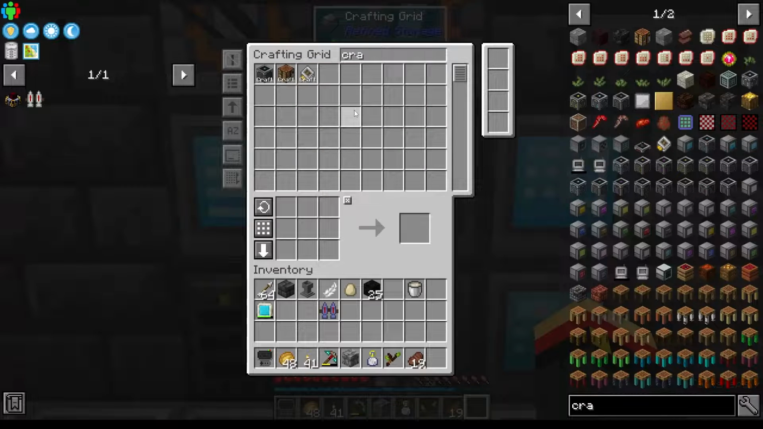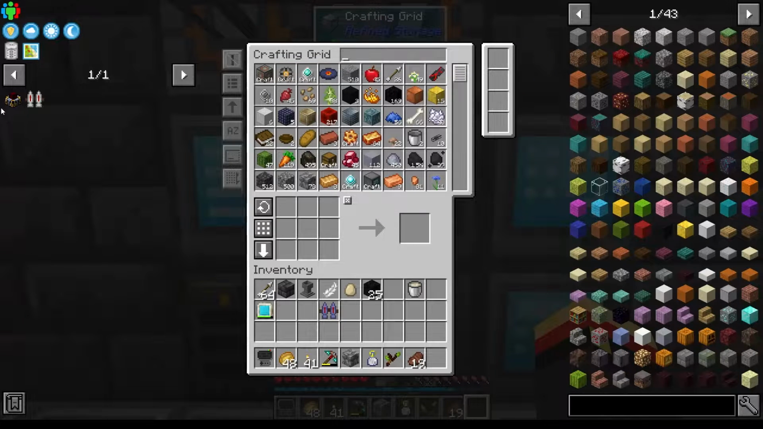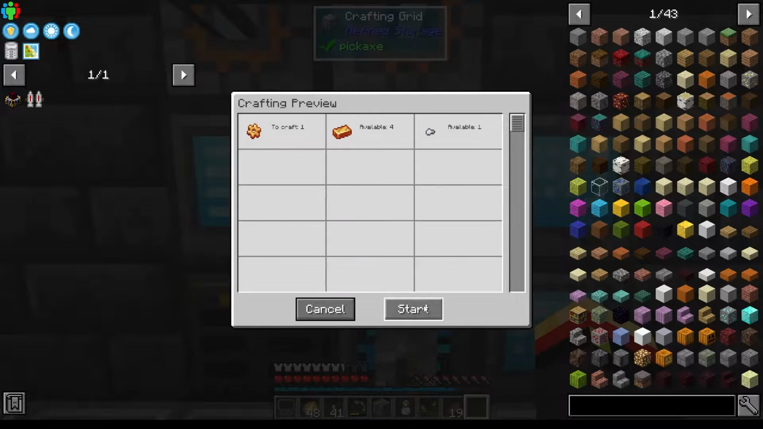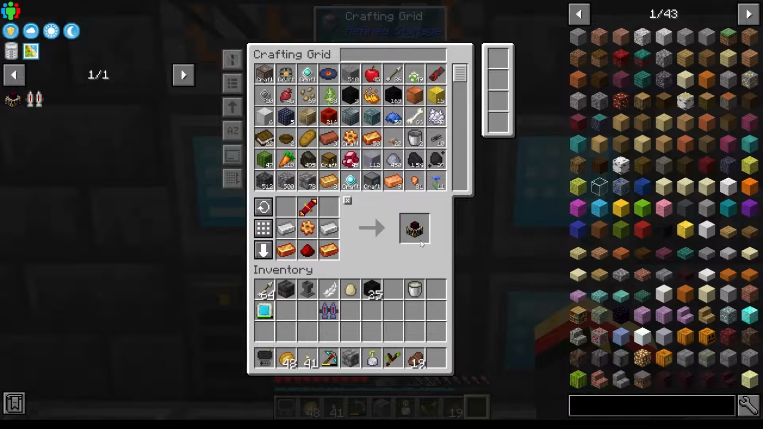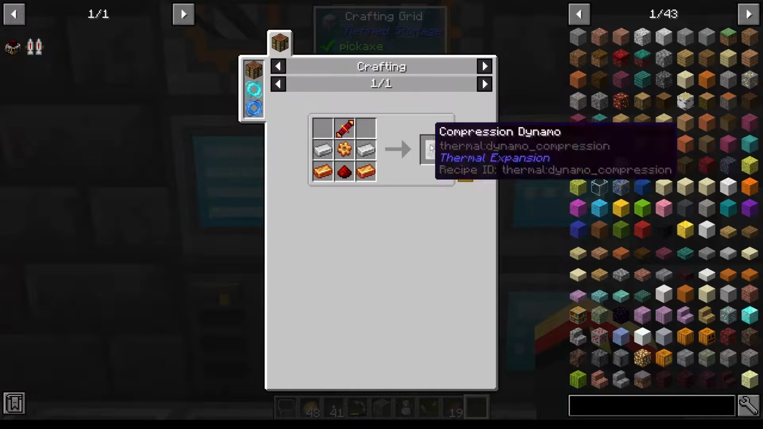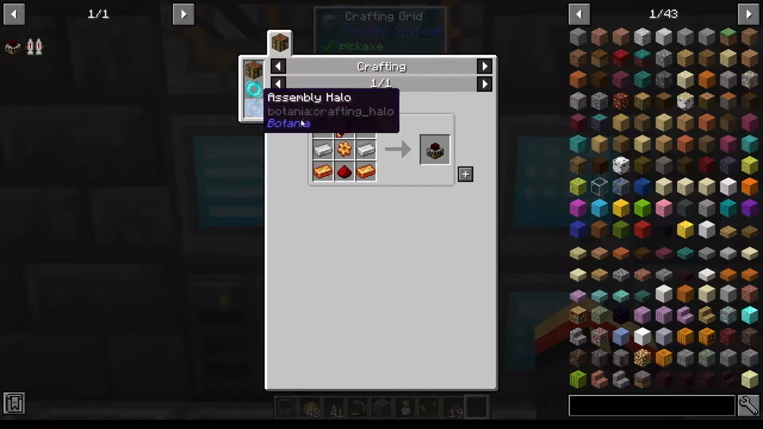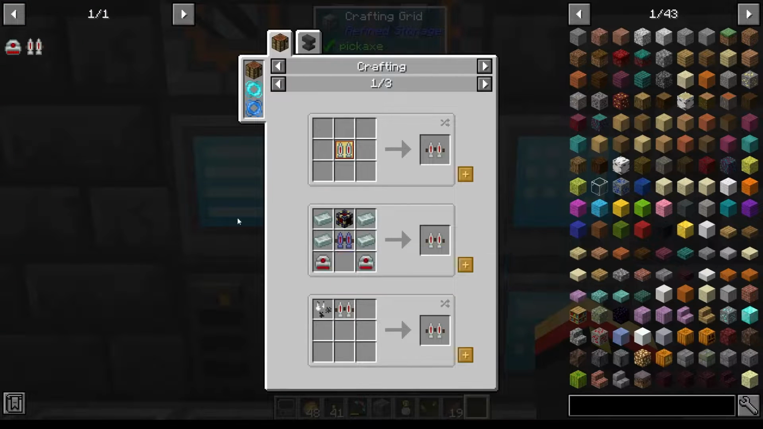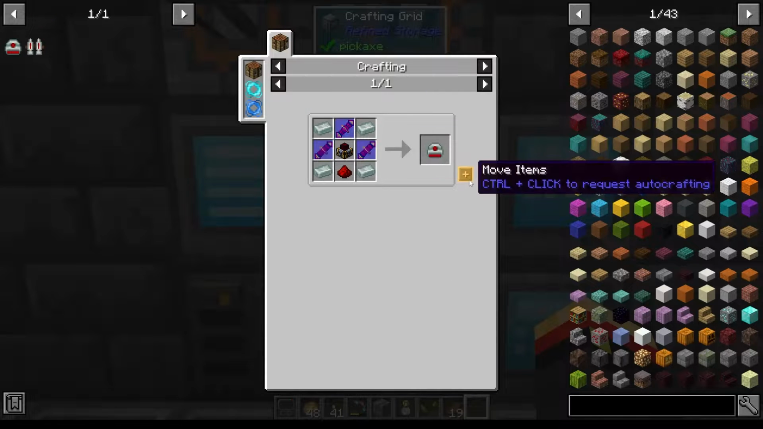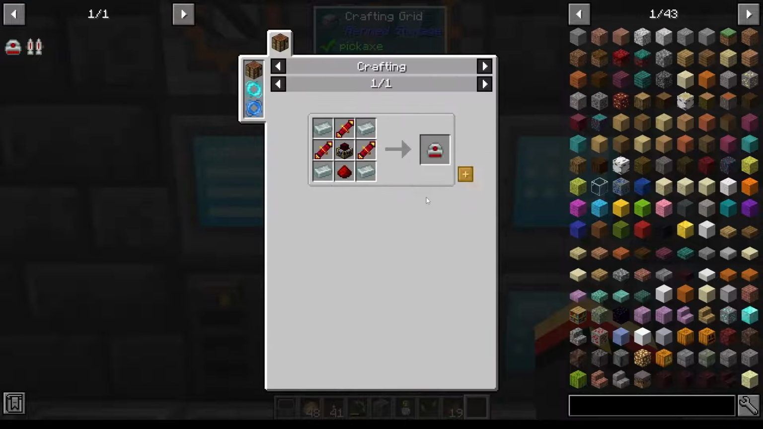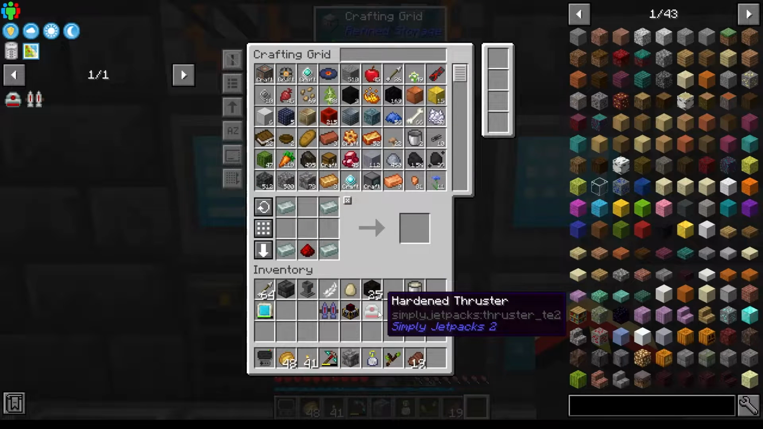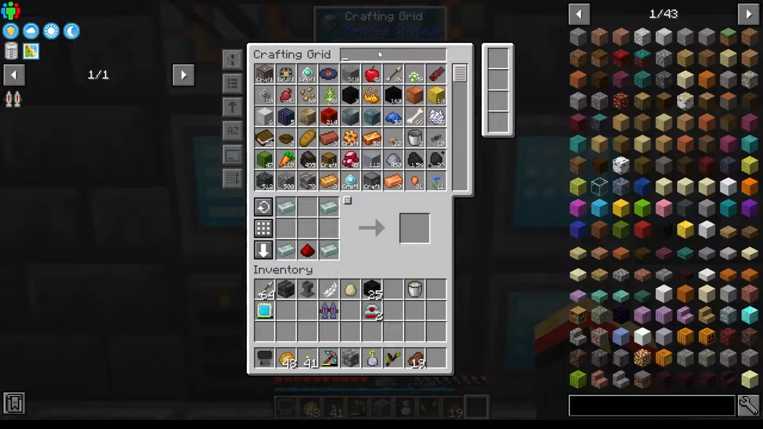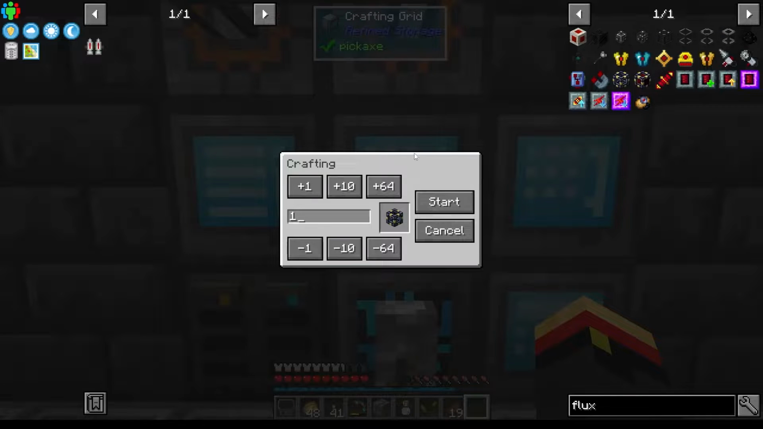Okay, so there is the crafter I needed. So, yeah, now can you make that? Yes. So, compression dynamo, we need 2 of them. There we go, 2 of those guys. And that should make us our hardened thrusters. There we go, hardened thrusters. We need a flux cell as well.